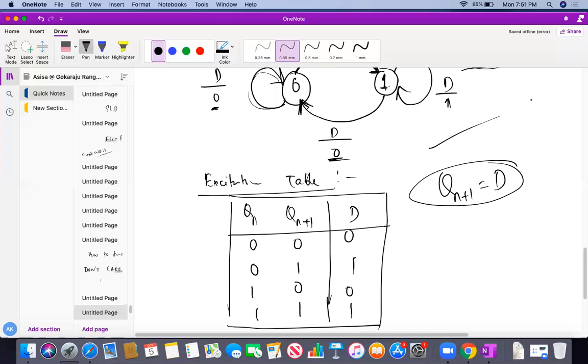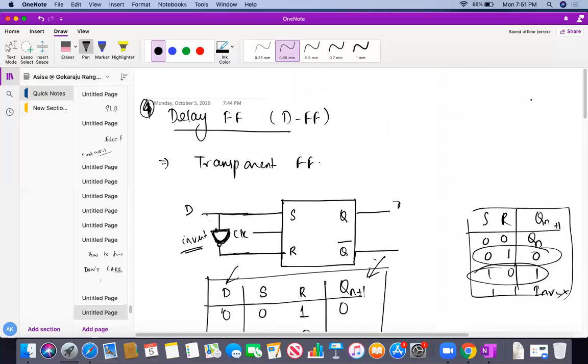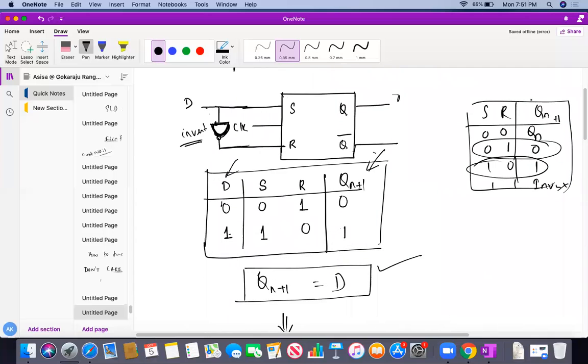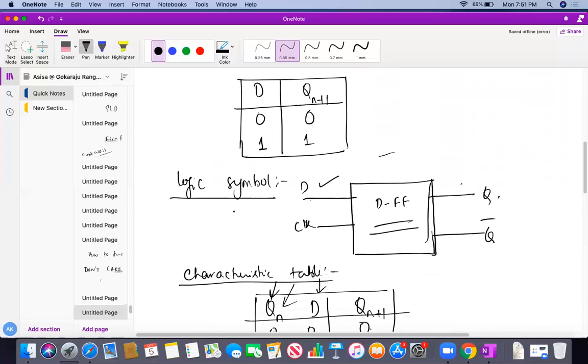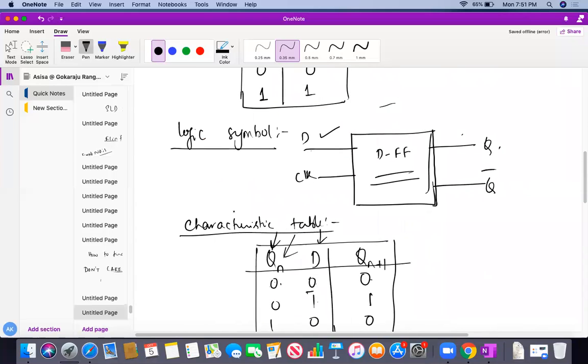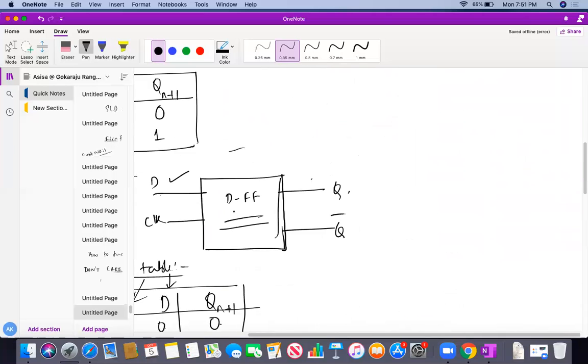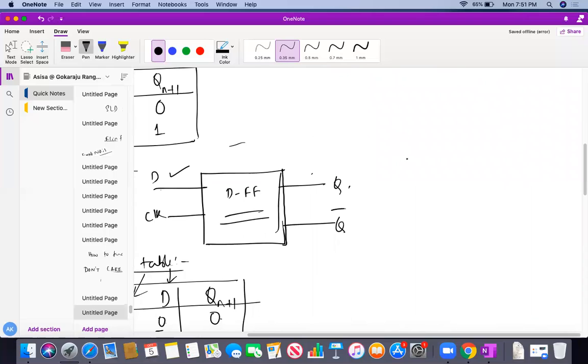So we have converted the SR flip-flop into a D flip-flop by just putting an inverter. I have just added one inverter, which converted it into my D flip-flop. The logic diagram will be very simple. You can have a look at how it will be. What is an SR flip-flop? It's very simple. The SR flip-flop is like this. Am I correct? So this is my SR flip-flop.